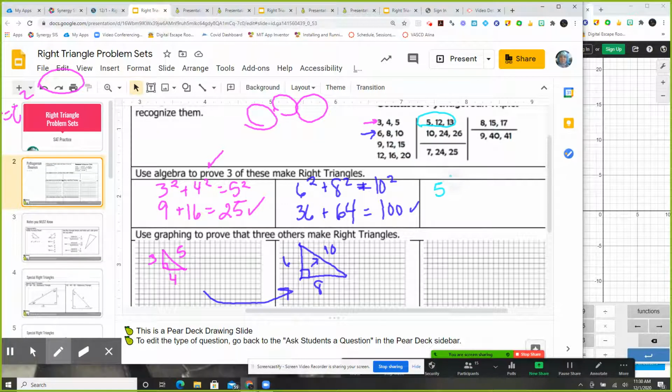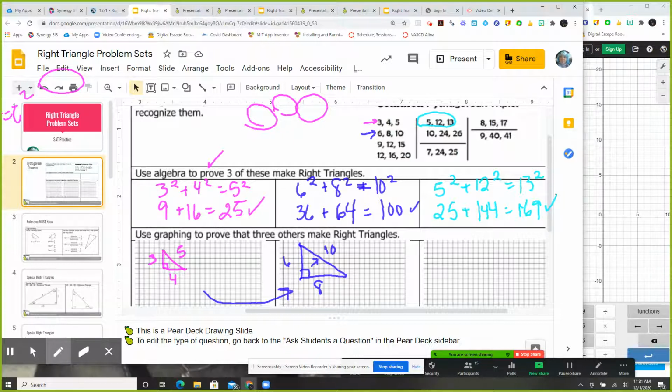That's a new family. 5 squared plus 12 squared equals 13 squared. So 5 squared is 25, and 12 squared is 144. 13 squared is 169. Does that work? 25 plus 144, is that 169? Yeah. So Pythagorean theorem works.